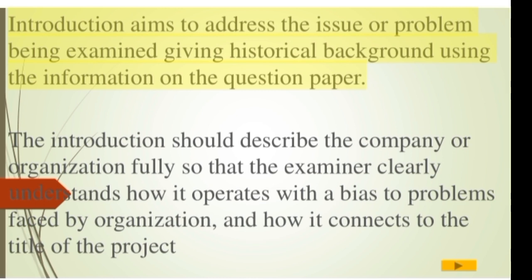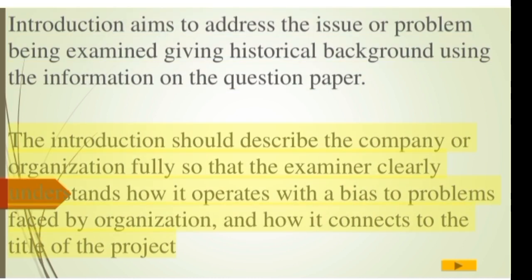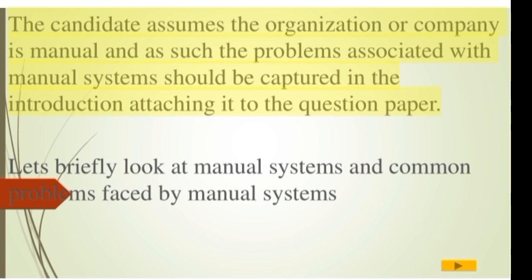The introduction aims to address the issue or problem being examined, giving historical background using the information on the question paper. The introduction should describe the company or organization fully so that the examiner clearly understands how it operates, with a bias to problems faced by the organization, and how it connects to the title of the project. The candidate assumes the organization or company is manual, and as such the problems associated with manual systems should be captured in the introduction, attaching it to the question paper.